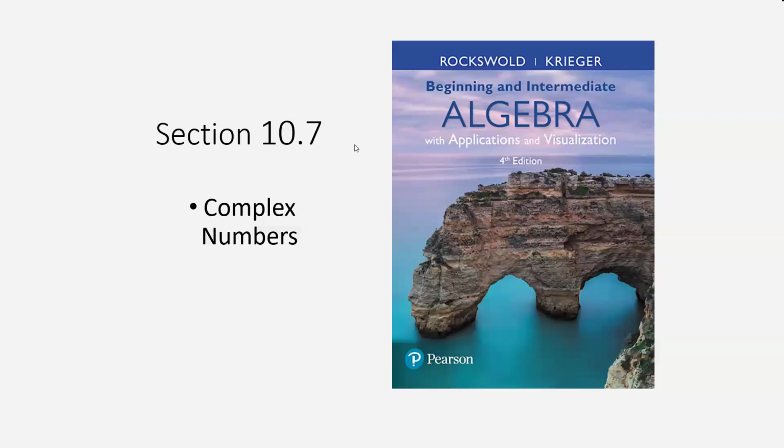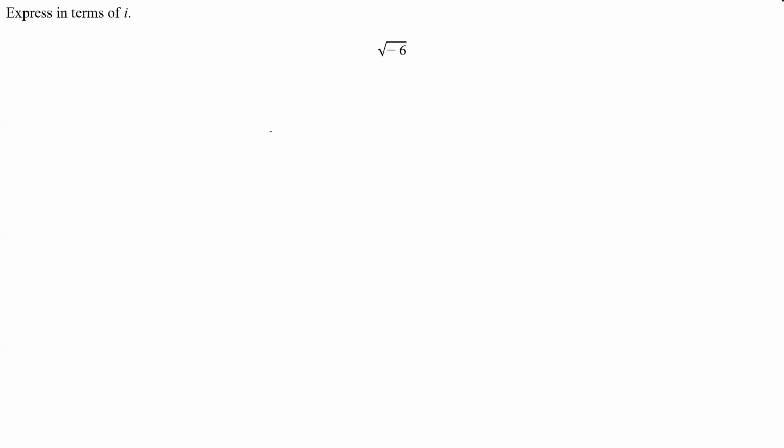All right, here we are in section 10.7 on complex numbers. So these are going to be imaginary numbers. Here we're supposed to express in terms of i. So we have the square root of a negative 6. Well, remember, the square root of a negative 1 is equal to i.